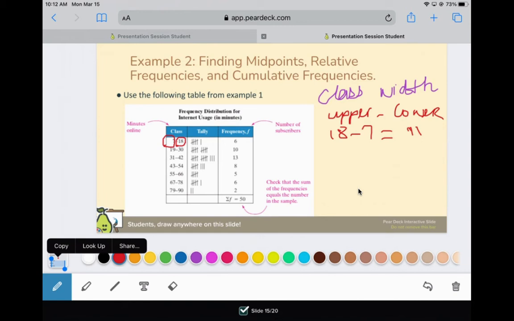Okay, so Yumna, that is correct. 11 is correct. Do you have to do it for all of them? Probably not, because it's going to give you the same thing. So let's say if I choose this class, I'm taking 66 minus 55. That would give me 11 as well. So for the class width, I'm just going to choose one class.